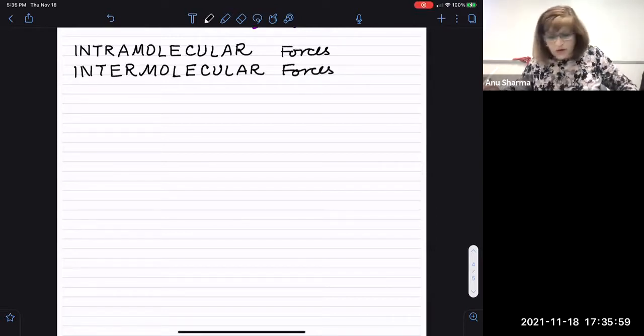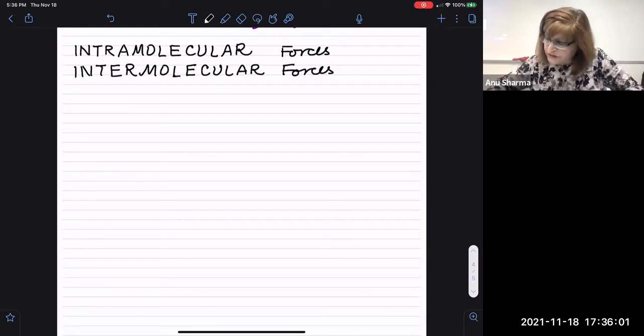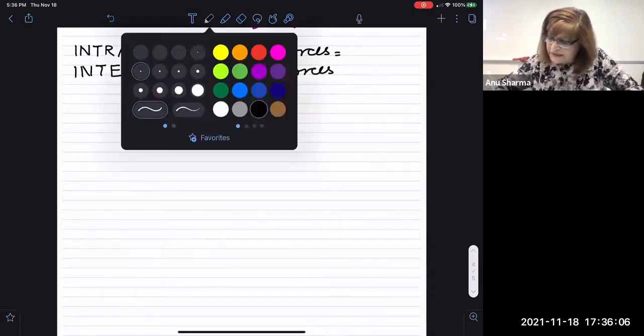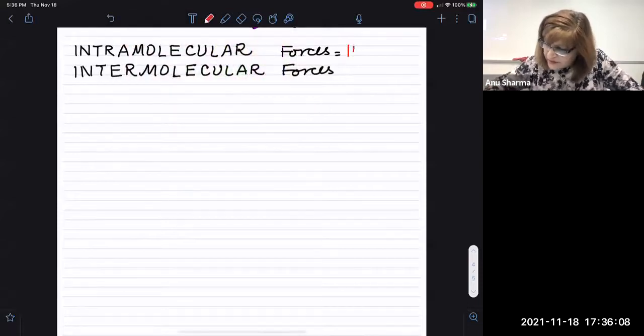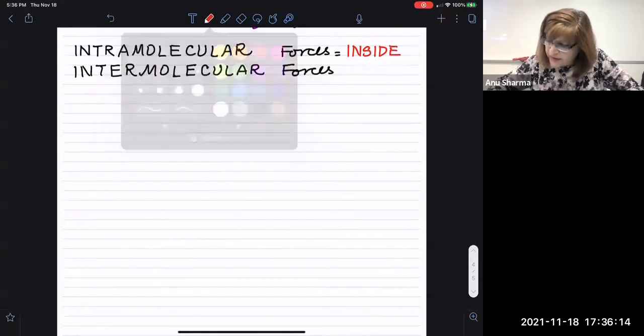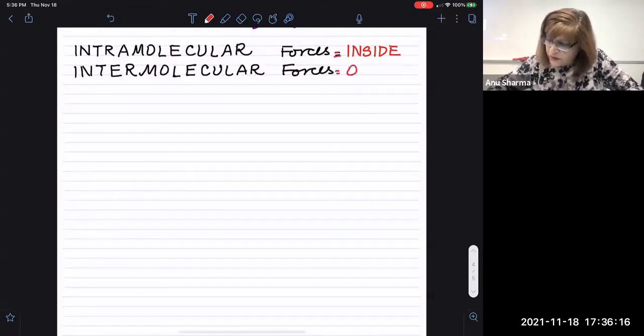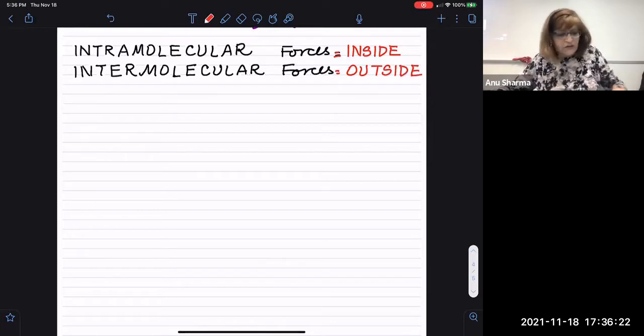So what is intramolecular? Intramolecular forces are within, inside the particles, inside the bonds. And the intermolecular is outside of the particles. So that's the difference.